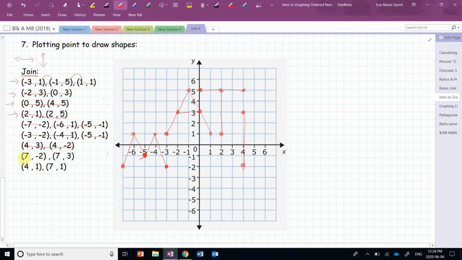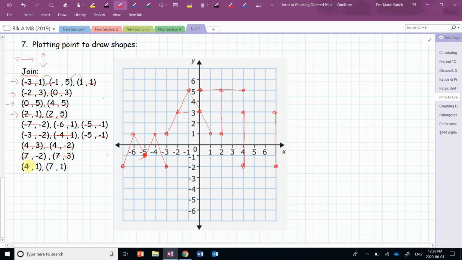The next one is going to be at 7, -2, so right 7. Again, there's no 7 on my number line, but I know the next line on the grid would be 7, and then I'm going down 1, 2, drop my point. And then I'm going to go 7, 3. So right 7, up 1, 2, 3. And I'm connecting those 2 points together.